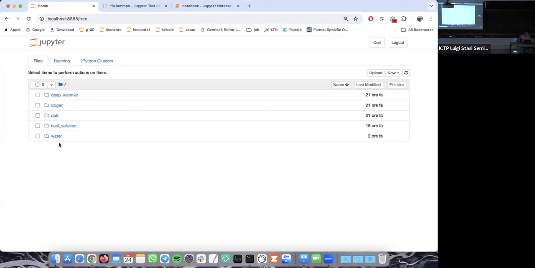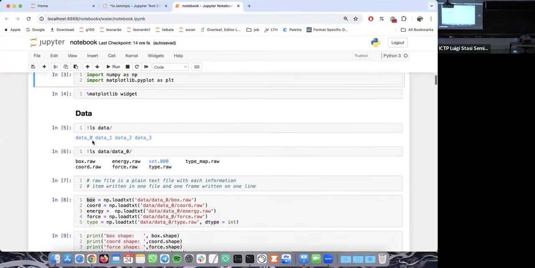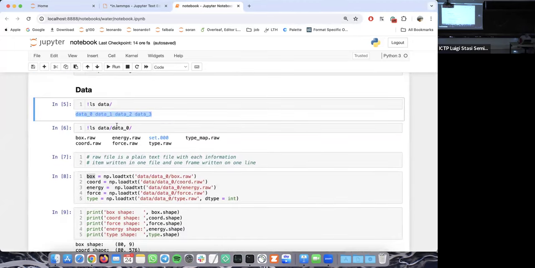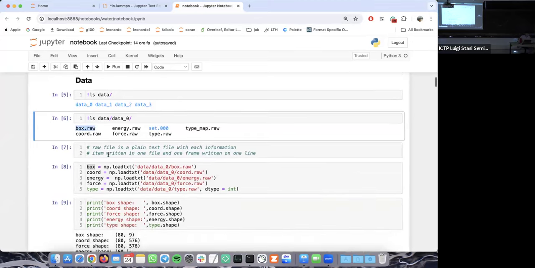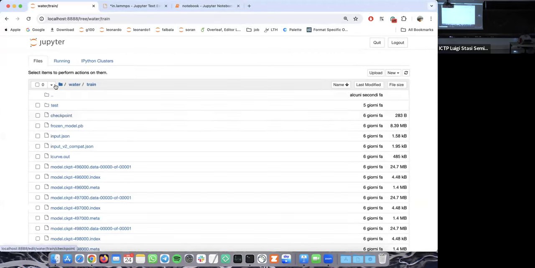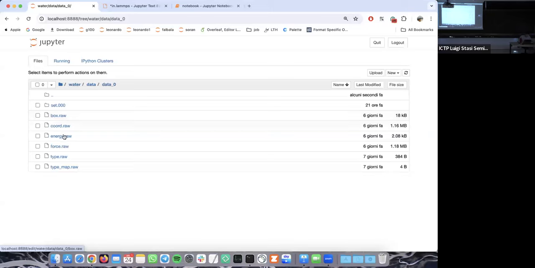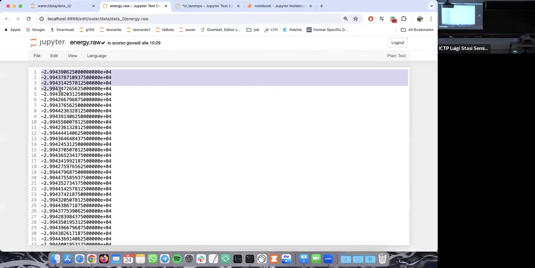So I prepared a few examples. I will upload them on GitHub so you can still have the input files. This is the useful thing usually. So I have a data set for a water model. I have four directories. Each of these directories contains data. Data are in the raw format, so they are basically plain text. Wait, I will show. So basically, data. So let's take this one. So energy. So each row is an energy value, and each row is a frame.